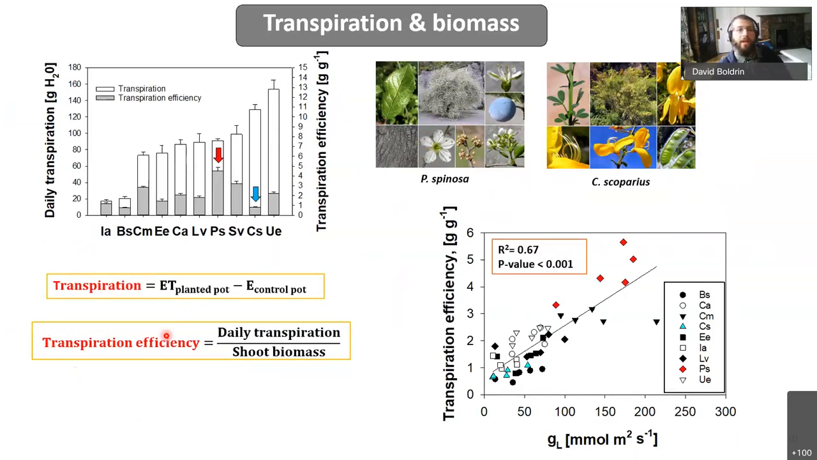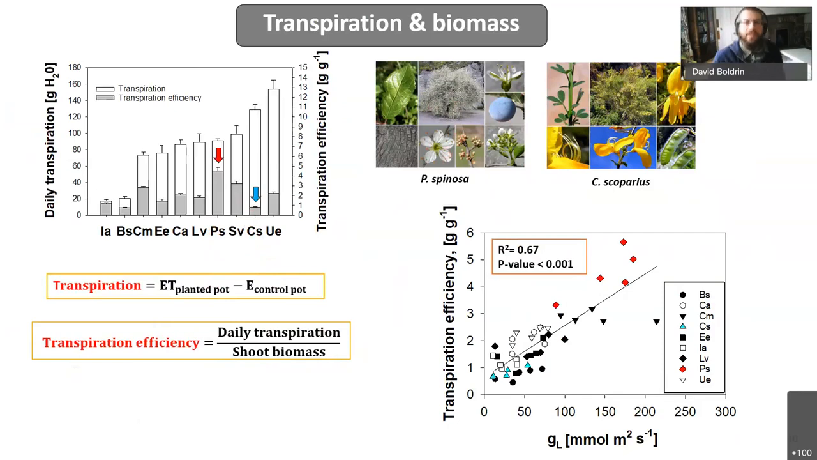And so we wanted to explain this, and we looked at both the daily transpiration of our 10 different woody species and also the transpiration efficiency of these species. And we calculated the transpiration efficiency in this case as daily transpiration per shoot biomass. And as you can see here, we have species with small transpiration efficiency, so small transpiration per shoot biomass. In this case, you can see Cytisus scoparius, this species, and a species with high transpiration per shoot biomass, such as Prunus spinosa, this species here.